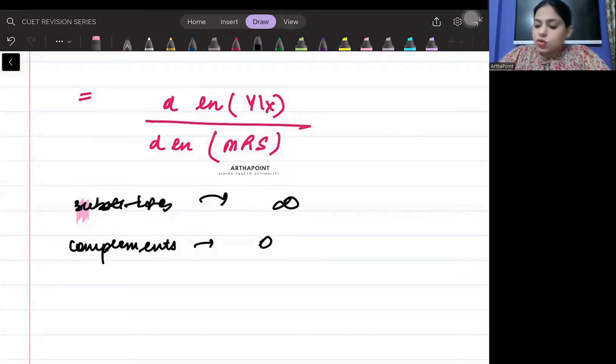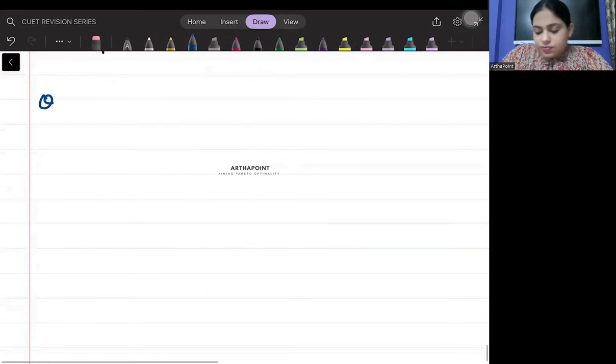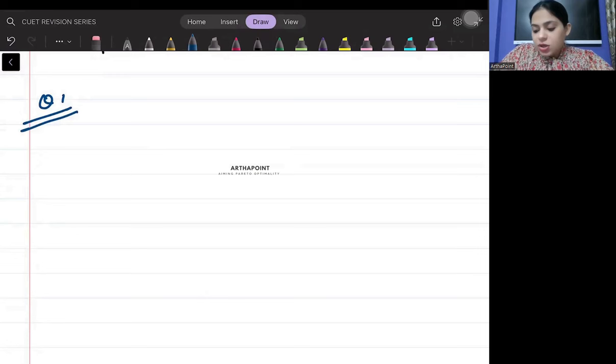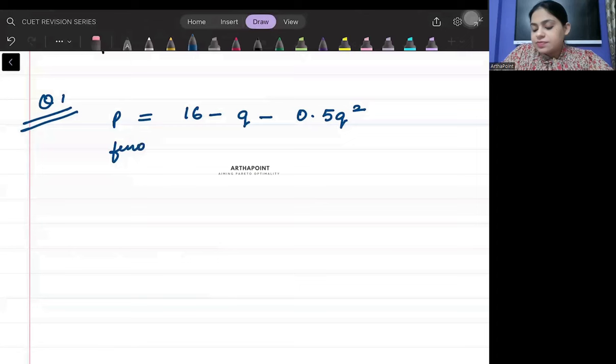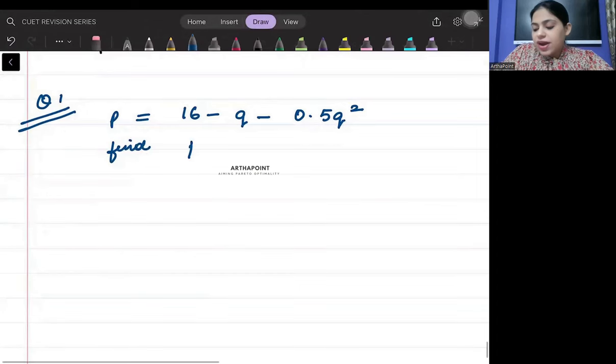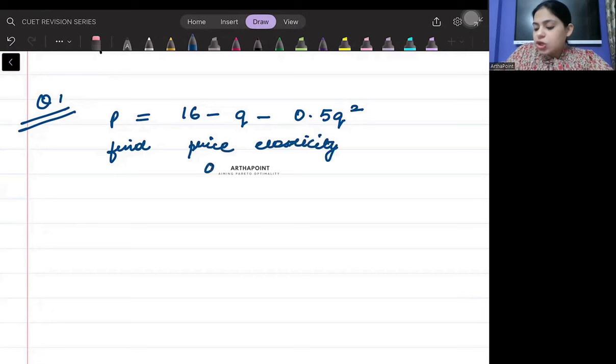Beta, I am giving you some homework questions. Question number 1. You're given that the price is 16 minus Q minus 0.5 Q square, and find price elasticity when Q is 4. Find price elasticity when Q is 4.